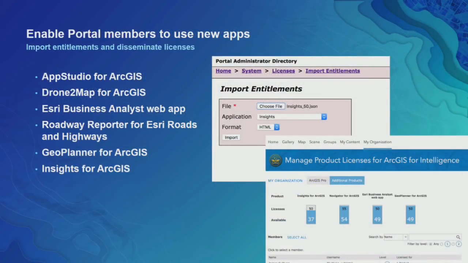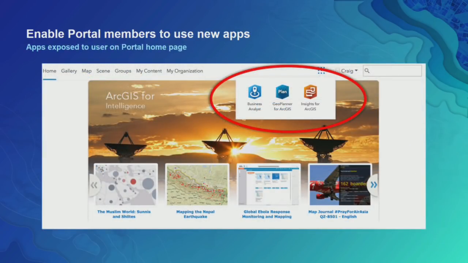Craig already touched on this a little bit from the Insights perspective, but through Portal Admin, this is where you import licenses for many different apps, such as App Studio, Drone2Map, Insights, of course. You import the various license files there through Portal Admin, and then within the UI, you provision those licenses out to users within your environment. Once you provision these apps to certain users, they then have access to those through the app launcher on the UI.